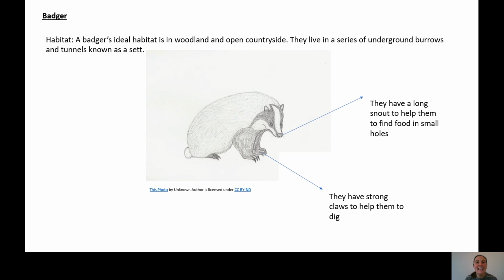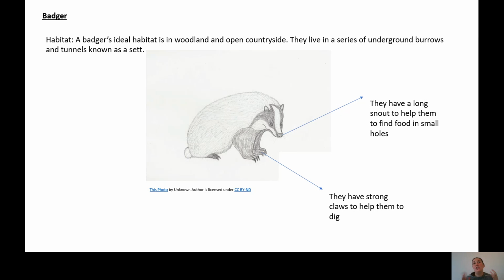And then this is what I mean by annotation. Okay, so I would like you to draw arrows to the different parts of the animal's body that have been adapted to suit their environment. So, for example, a badger has very strong claws so that it can dig its underground burrows and tunnels. They have quite a long snout, which means that they can get right into little holes and find food, for example. So I have just done 2 annotations here. I would like to see if you could find 5.